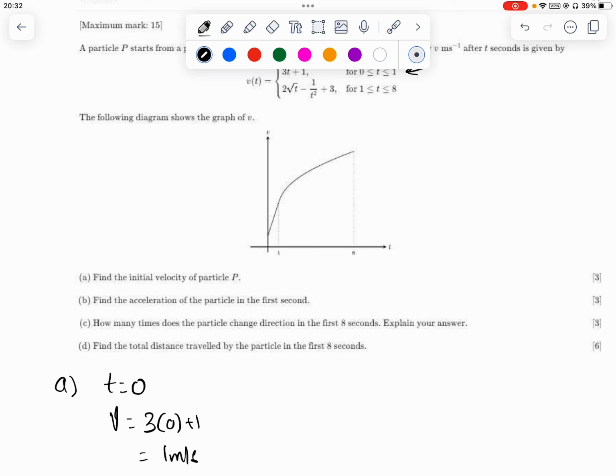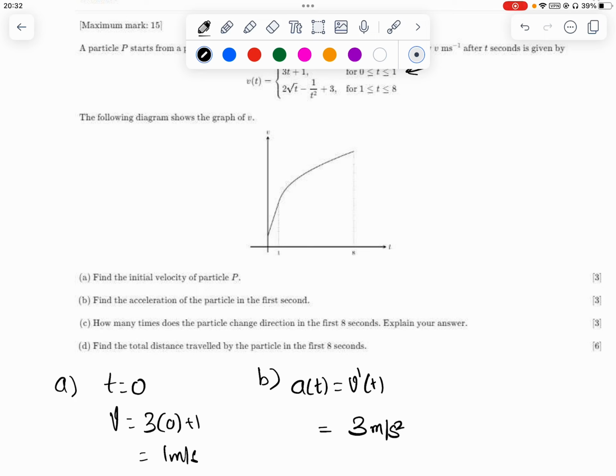Coming to part B. Find the acceleration of the particle in the first second. Just now we learned acceleration is nothing but the derivative of the velocity. Use the first function only, because we are still in the first second. The derivative of 3t is 3, and the units are meters per second squared.